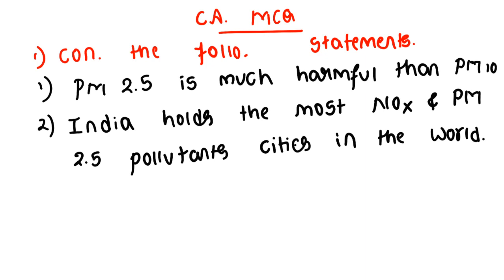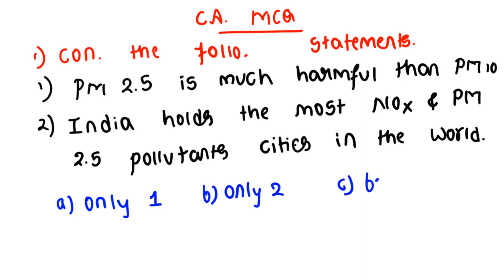NOx means nitrogen oxide and PM 2.5 means particulate matter 2.5, and we have discussed this in the article, right? So these are the two statements, and here the options are: A, only one; B, only two; C, both; and D, none. This is yesterday's question, right?